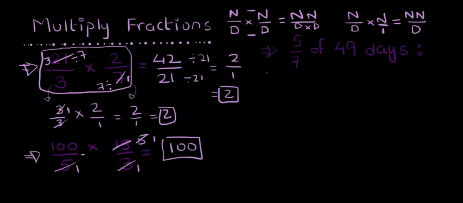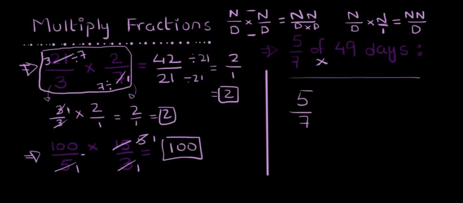Done. Next question. They're saying that 5/7 of, in math, means multiplication. Of in mathematics stands for multiplication. So 5/7 of 49 days is how much? Now, again, 49 is a numerator and 7 is a denominator. I know I can cancel them out. 7 times 1, 7. 7 times 7, 49. The only thing I'm left with is 5 times 7. That's 35. 35 is my answer.